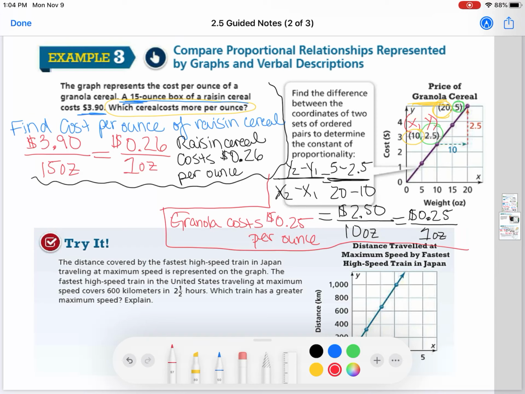Okay? So what we're trying to answer here is which cereal costs more per ounce. Well, the granola costs 25 cents per ounce, and the raisin cereal costs 26 cents per ounce. So it should be pretty obvious that the raisin cereal costs more.